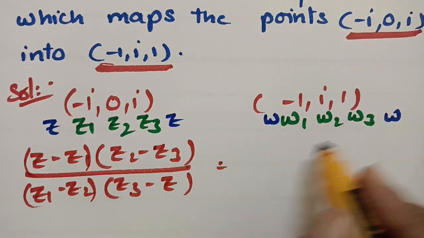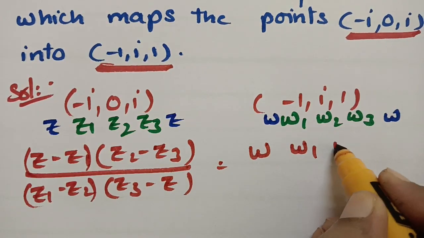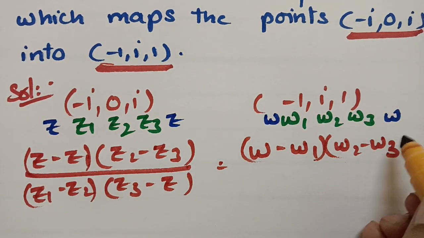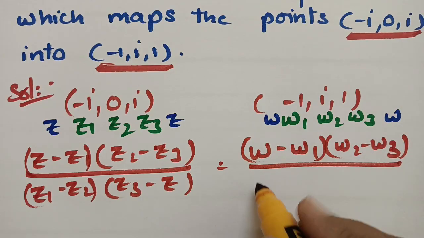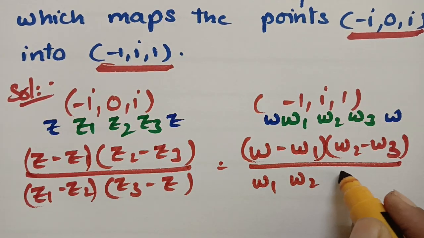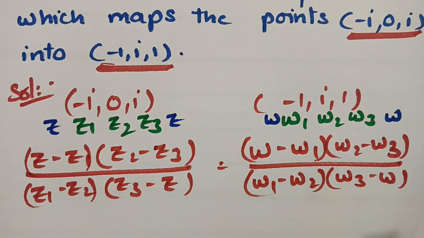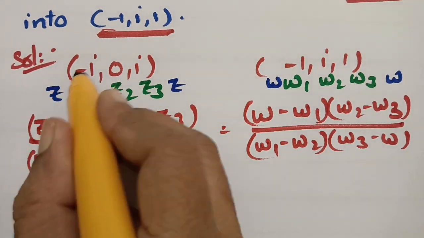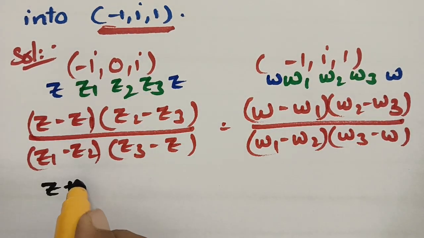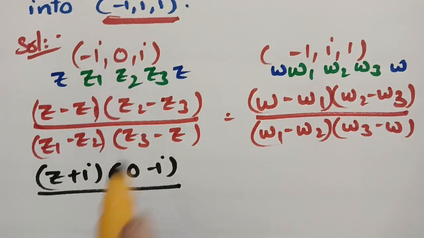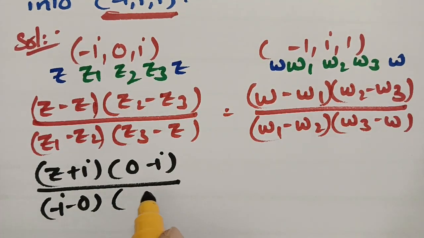And later, first of all, we have to consider these 4 points, W1, W2, W3, and W. So this is going to become our formula, and if I substitute, see what happens. So this is Z minus of minus i, so this is Z plus i, and this is 0 minus i. In the denominator, this is minus 1 minus 0, and this value is i minus Z.